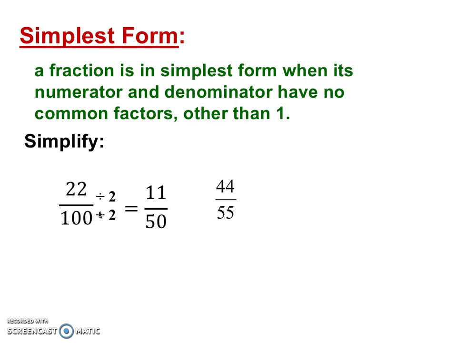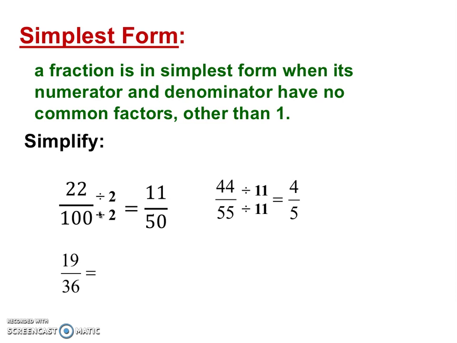44/55ths. All right? What number goes into both 44 and 55? 11 goes into both, right? 44 divided by 11 is 4. 55 divided by 11 is 5. So 4/5 would be my simplest form.